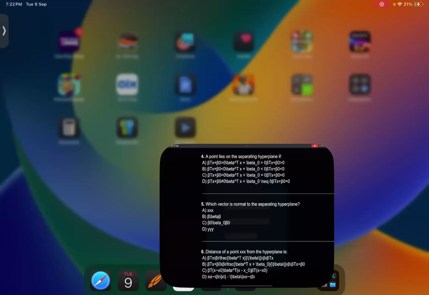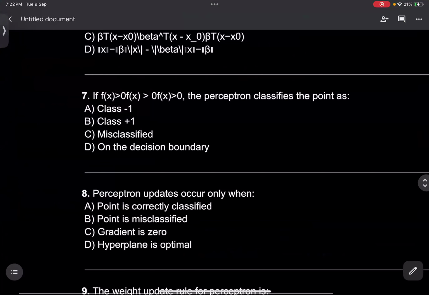Maybe I can go to 7th. If fX is greater than 0, ignore this multiple times, the perceptron classifies the point as plus 1, minus 1, misclassified or on decision boundary. Now it's simple only. You have to write 7A, 7B, 7C like this, if fX is greater than 0. Correct. Okay. What about others? Only Gaurav has responded. What about others? Come on.